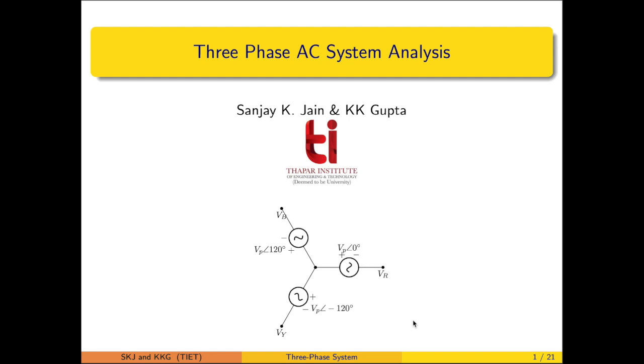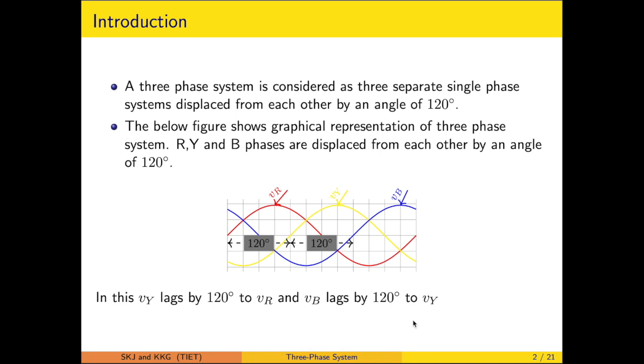System is introduced and how the analysis is to be carried out for two different configurations, that is the star connected arrangement and the delta connected arrangement will be discussed. Now a three phase system consists of three single phase systems which are time displaced by 120 degree. So here we have a representation of one voltage VR, another voltage Vy, third voltage is Vb.